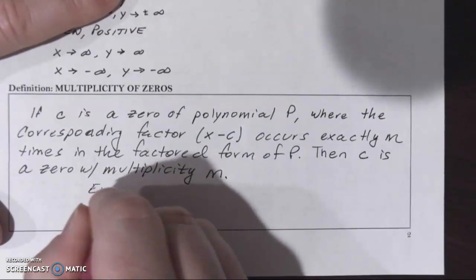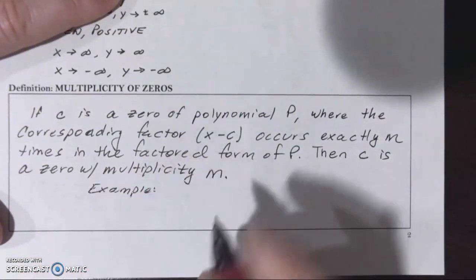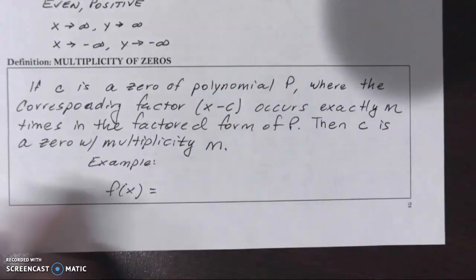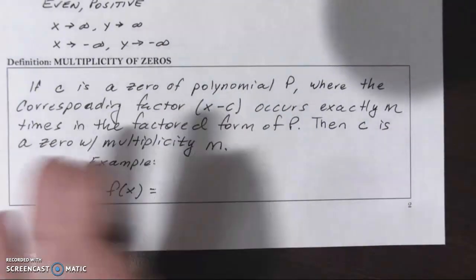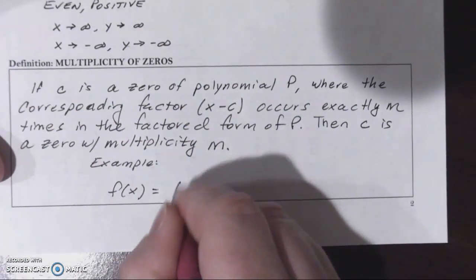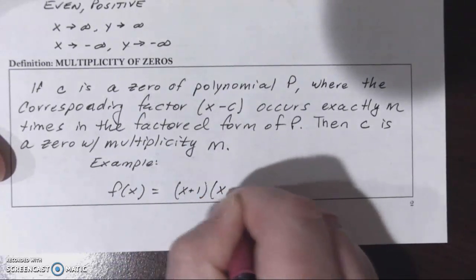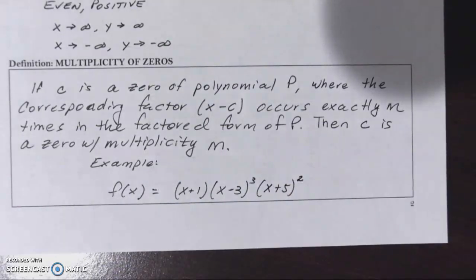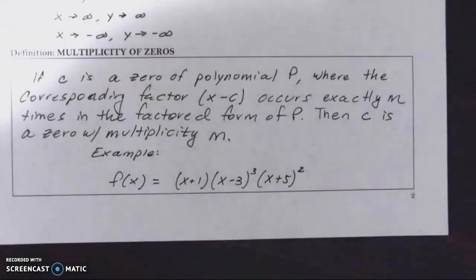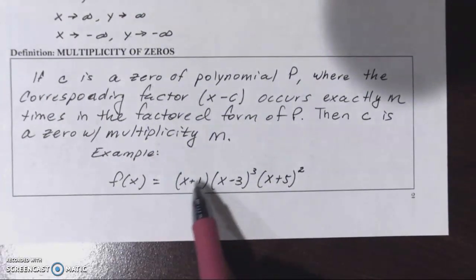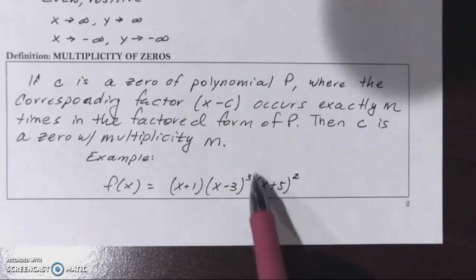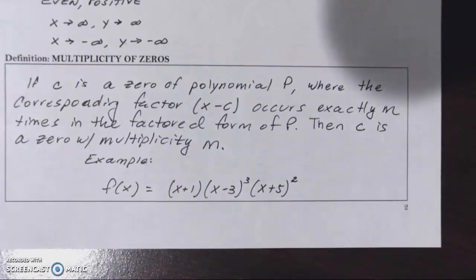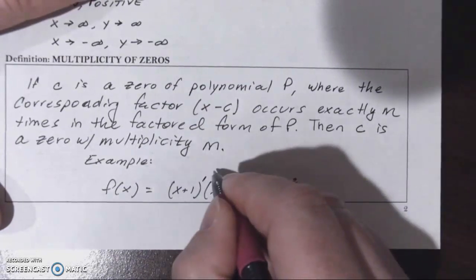For example, if we had f of x and we either gave this to you in factored form or you were able to factor it, and this is what the factored form of the polynomial looked like. Okay. Let's say it was a 6th degree polynomial. When we factored it, we got x plus 1. We had x minus 3 show up 3 times, and x plus 5 show up 2 times. Well, obviously there's a 1 here.